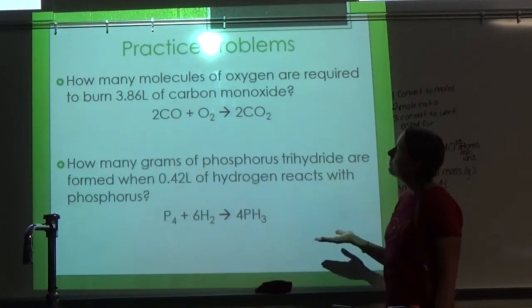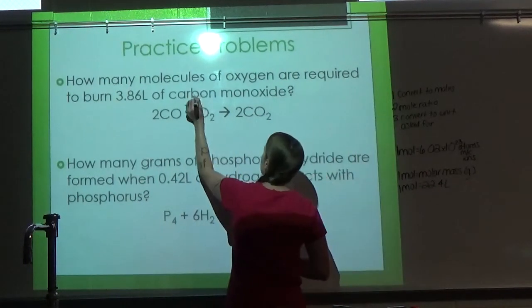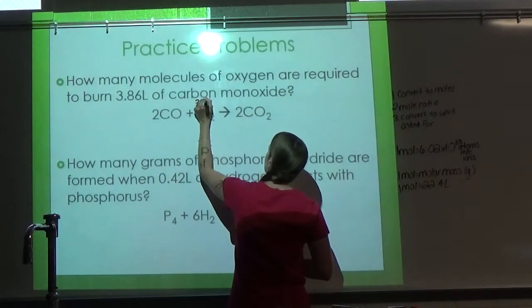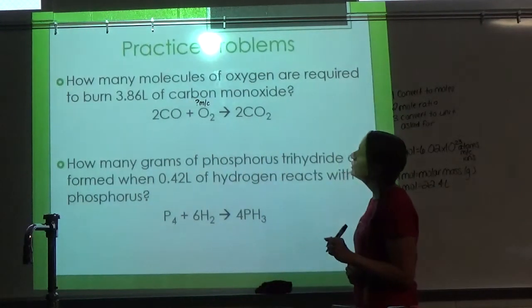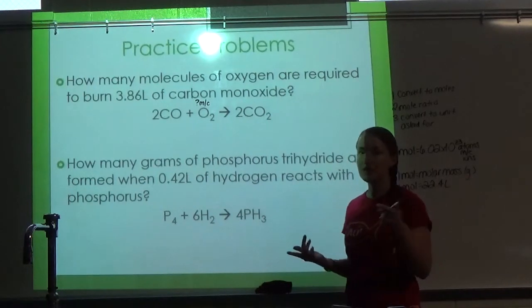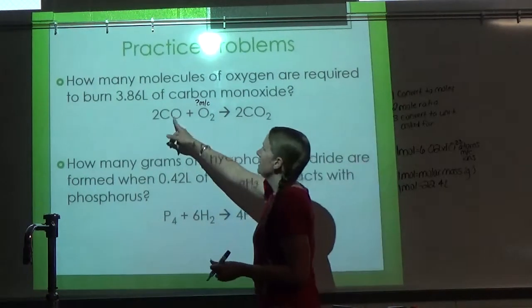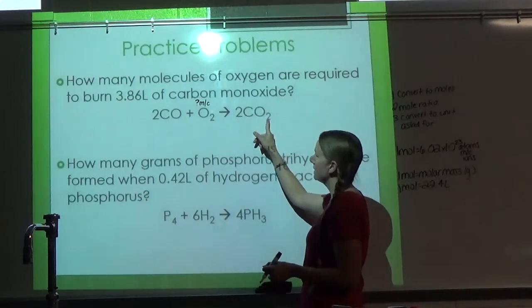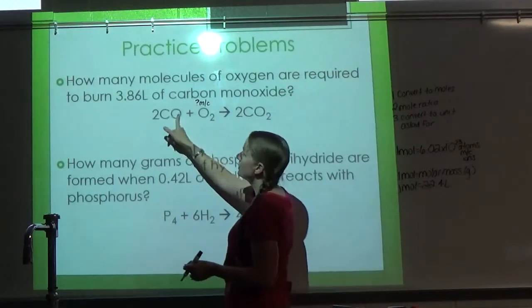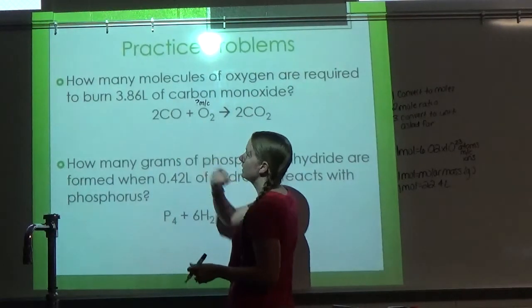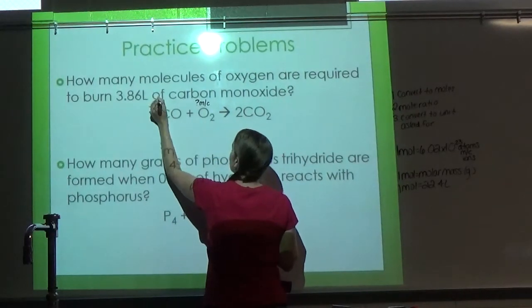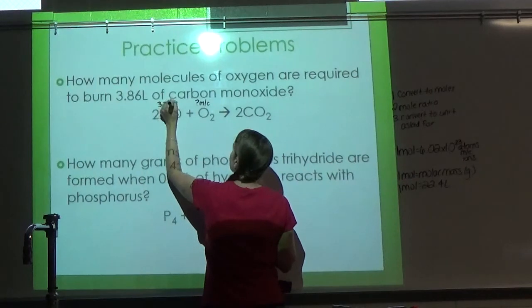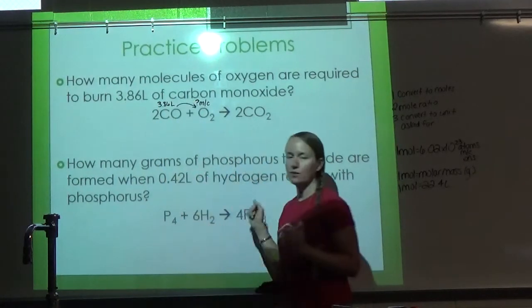So it says how many molecules of oxygen, so we're looking for molecules, are required to burn 3.86 liters of carbon monoxide. So then again, you need to be careful. We have CO and we have CO2. CO2 is carbon dioxide because there's 2 oxygens. So this one is carbon monoxide because there's 1 oxygen. So we're doing 3.86 liters to molecules.